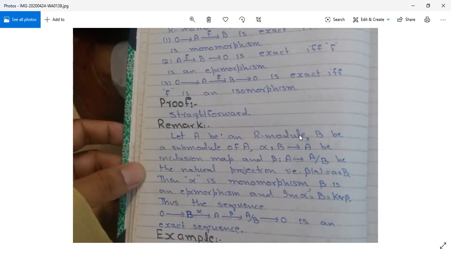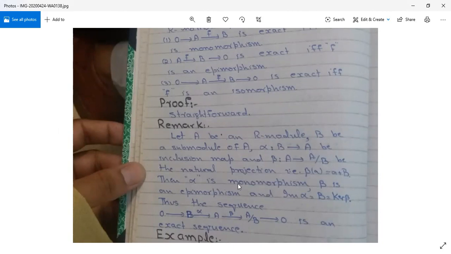Let A be an R-module and B be a submodule of A. Let alpha from B to A be the inclusion map, and beta from A to A divided by B be the natural projection. That is, we take an element a from A and assign it to the function beta. The resultant value will be a plus B, which must belong to A divided by B.